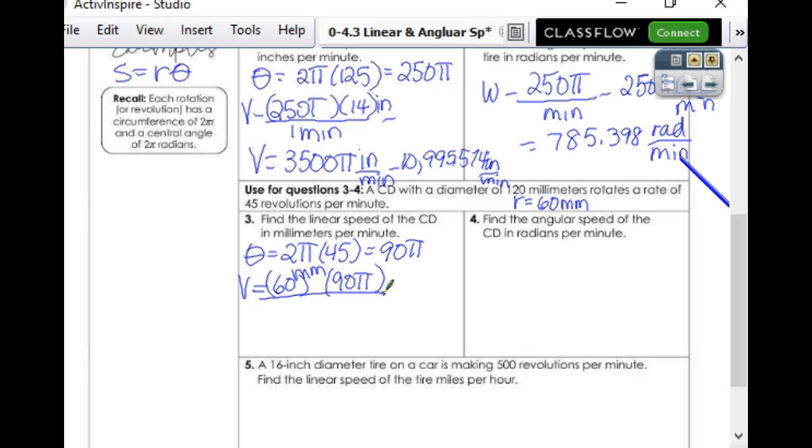over, what was the time that the revolutions was in? Minute. So 1 minute here. So my V is going to end up being 5,400 pi millimeters per minute. Not always. So that's the exact answer. Push the button.